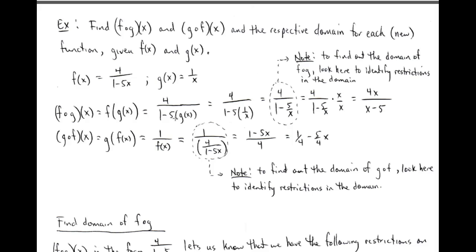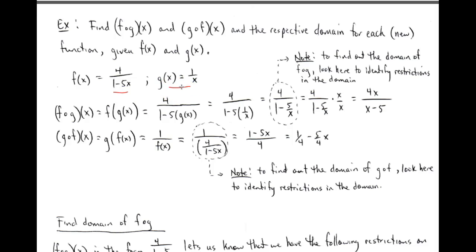Okay. And so in these examples, we're going to take a function f and a function g. We will form what the composition function f of g of x is, and then we'll turn that around and talk about what g of f of x is and figure out the corresponding domain for each. Okay. So to start off with, we have the function f of x, which is 4 divided by 1 minus 5x, and g of x, which is 1 over x. And we see that right here.